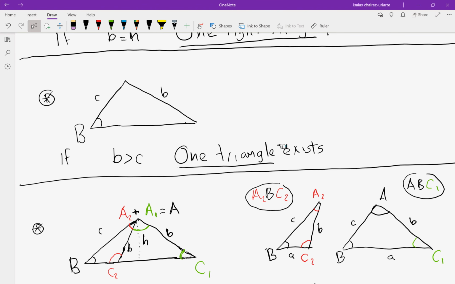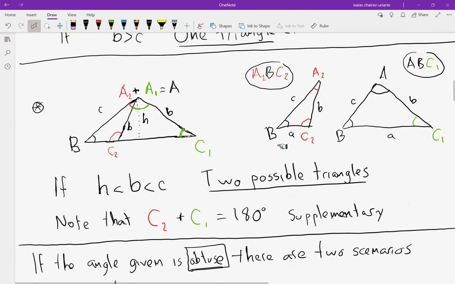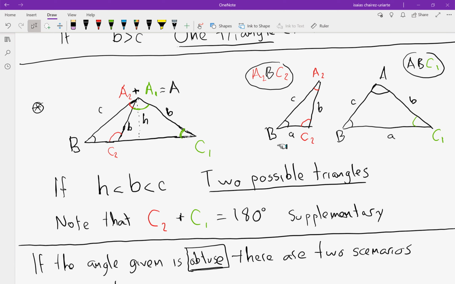Now comes kind of the tedious case. All right, so let's consider now what's happening here. You have been given side C, side B, and angle B. You have to compute the height as before. Now, if side B is bigger than the height, but side B is smaller than side C, then we're going to have two possible triangles.